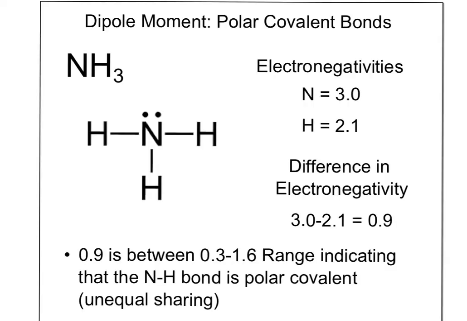Sorry about that. I looked up the electronegativity of nitrogen and hydrogen, and the difference when I subtract them is 0.9. So there's a difference of electronegativity of 0.9 on this bond, on this bond, and on this bond. Because 0.9 is between 0.3 and 1.6, it's a polar covalent bond. So the nitrogen is unequally sharing the electrons with each hydrogen.